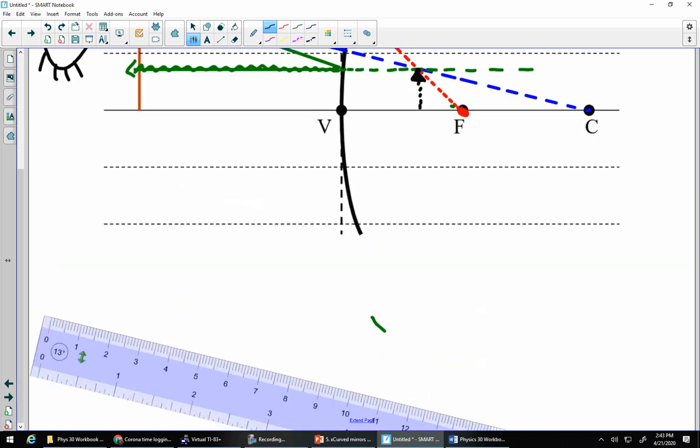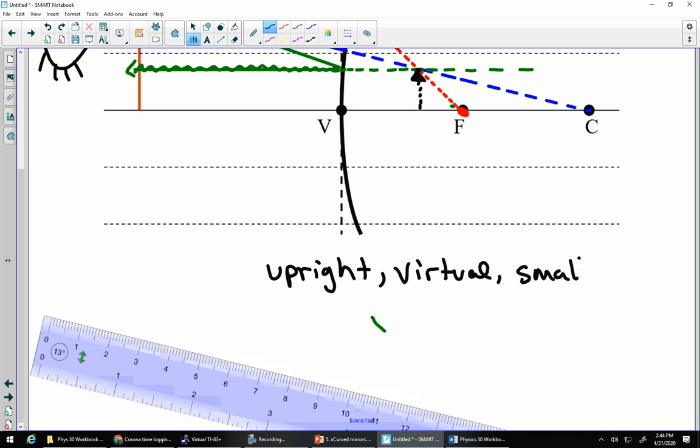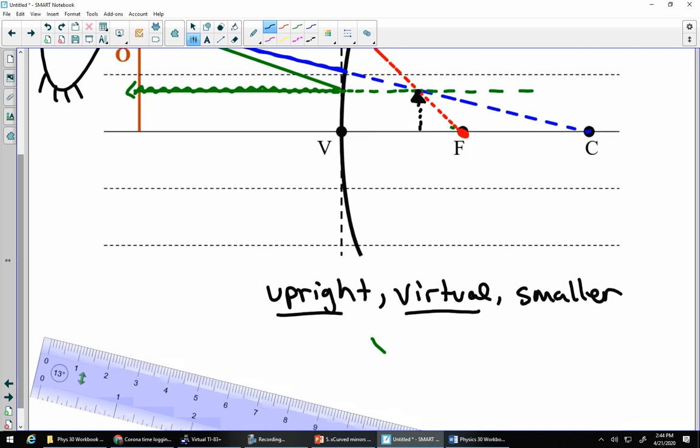Okay, so if I should describe this, this is upright. This is virtual. And this is smaller. Right, so upright because it's the same direction as the original arrow, virtual because those aren't real light rays that are coming together at the tip of the arrow, and smaller, well, because it's smaller than the original. Cool. So that's that one.